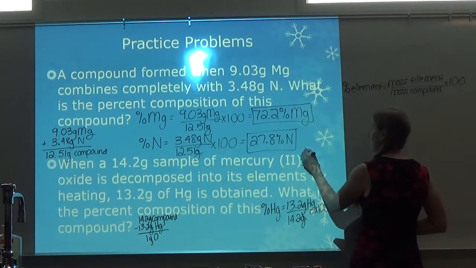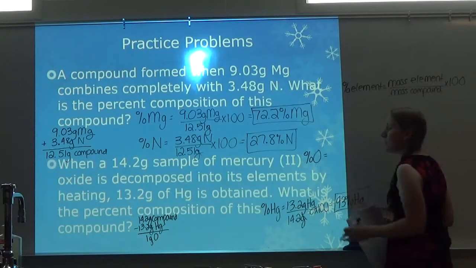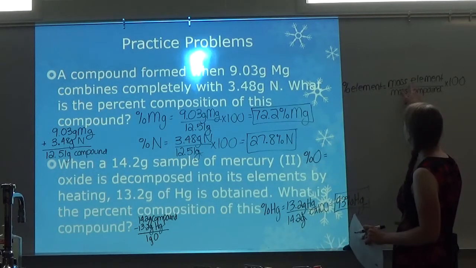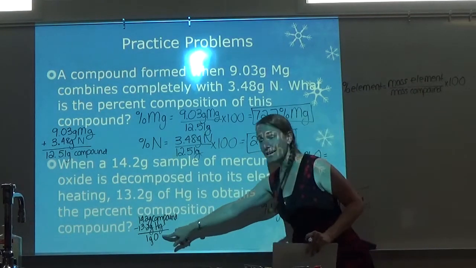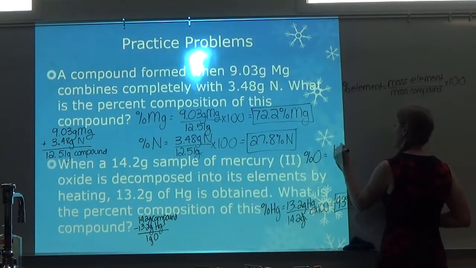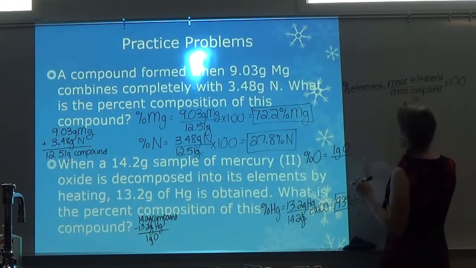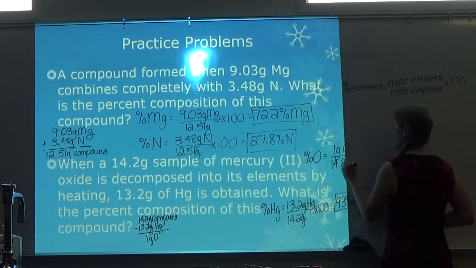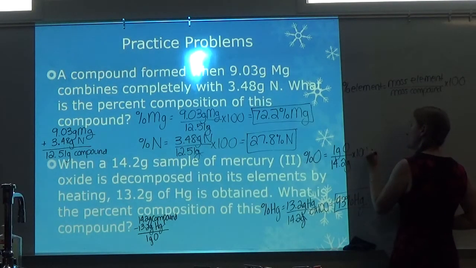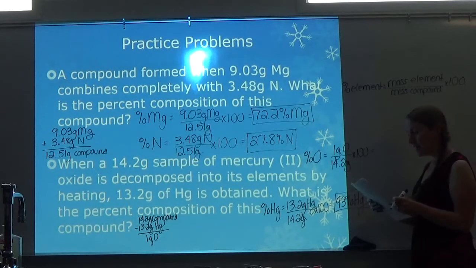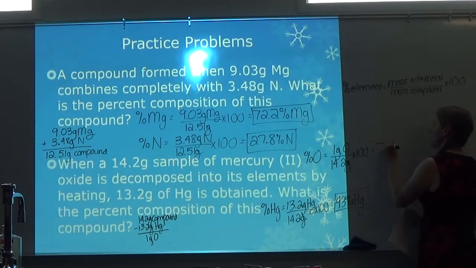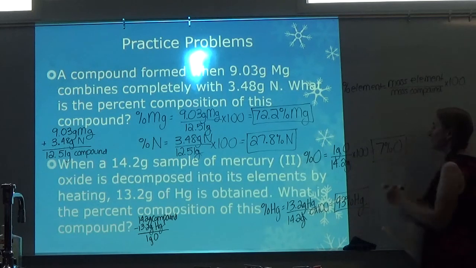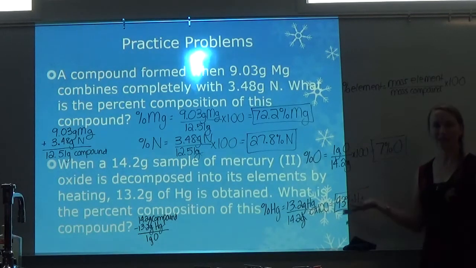All right, so here, I'll just move up here for this one. So my percent of oxygen is my mass of just my oxygen, which in this case is just 1 gram, over mass of the whole compound, which is 14.2 grams, times 100 to make it a percentage. So my grams cancel, and when I solved, I ended up with about 7%, which makes sense because 93 and 7 makes 100.